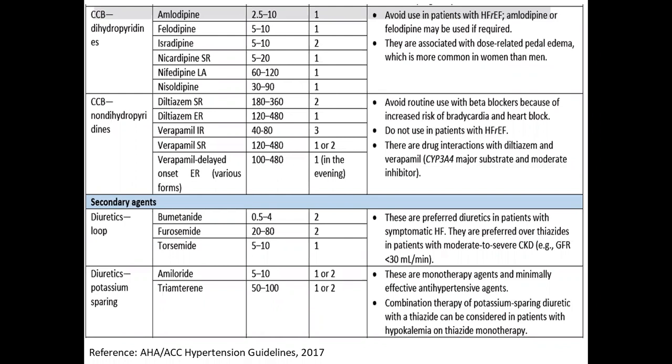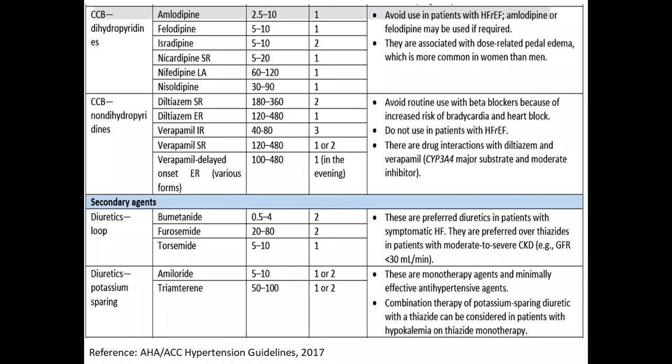Similarly, there are some non-dihydropyridine calcium channel blockers like diltiazem and verapamil, which can be used as first line agents, but these should be used cautiously with beta blockers, because they can cause bradycardia and heart block. As these drugs decrease the contraction of the heart, they should not be used in patients with heart failure with reduced ejection fraction. And these are the first line agents: calcium channel blockers, ACE inhibitors, ARBs, and the thiazide diuretics. These are the categories of the first line agents for hypertension.